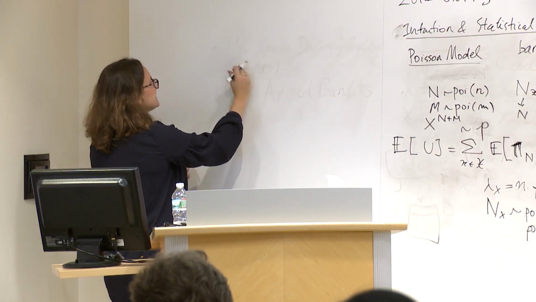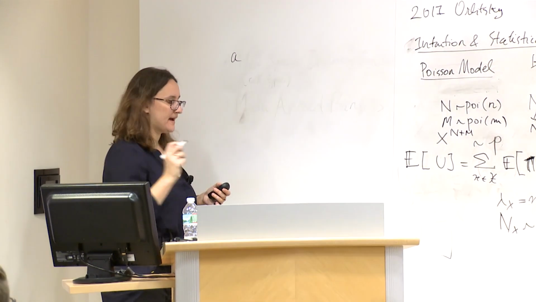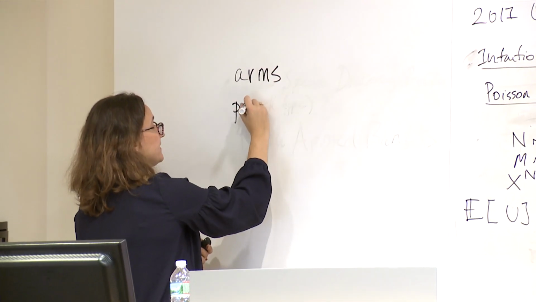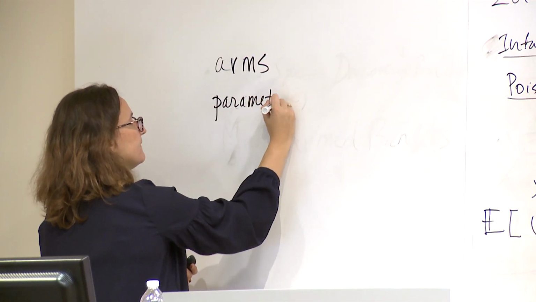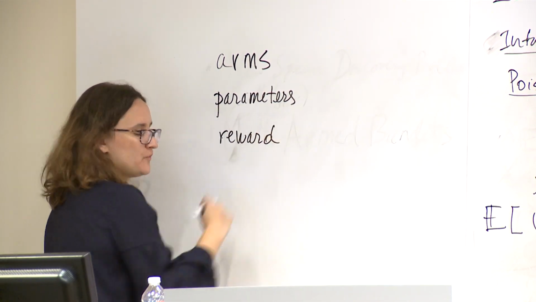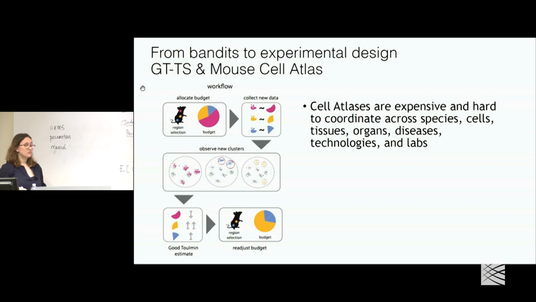So let's think about it: there are three main things that are important in the multi-arm bandit. There's the arms, there's the parameters, and then there's a reward. So at each point, I choose a bandit, I get a reward, and using that reward, I want to update my parameters and choose what would be the best arm to sample.